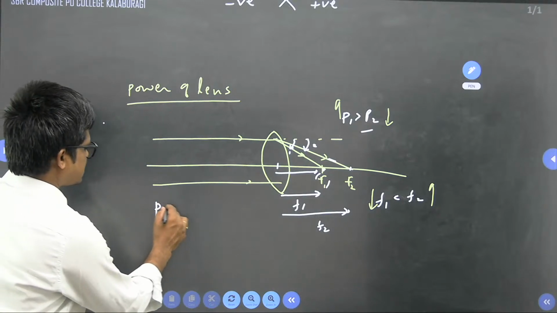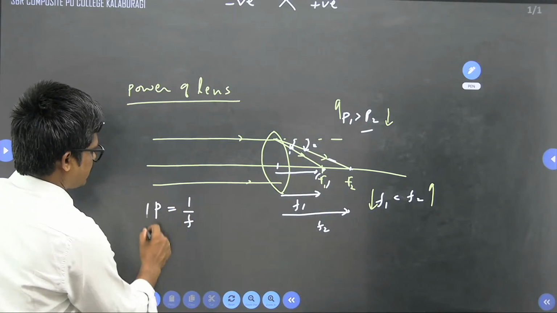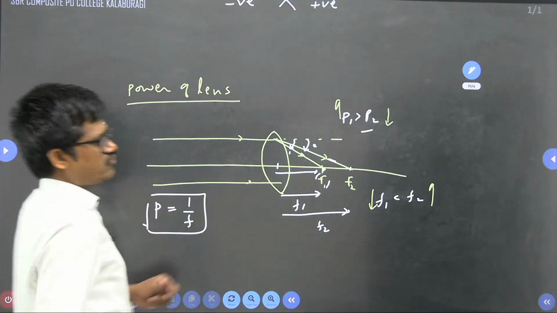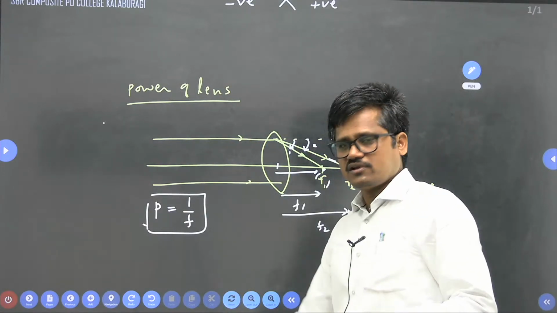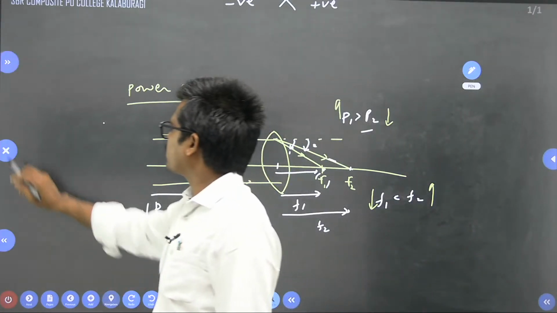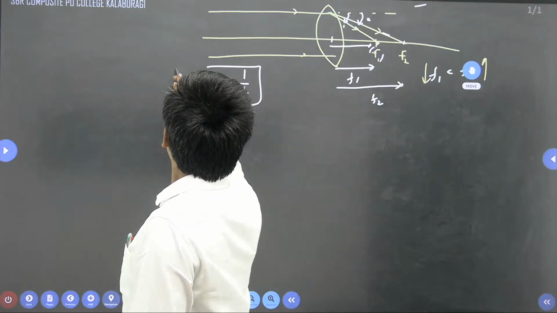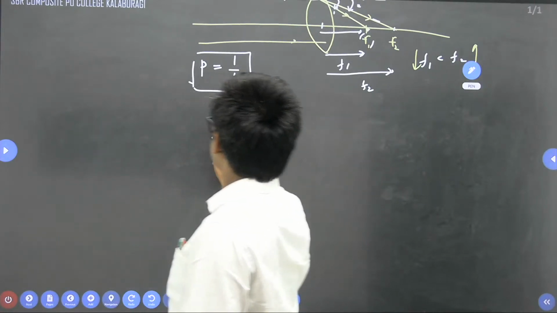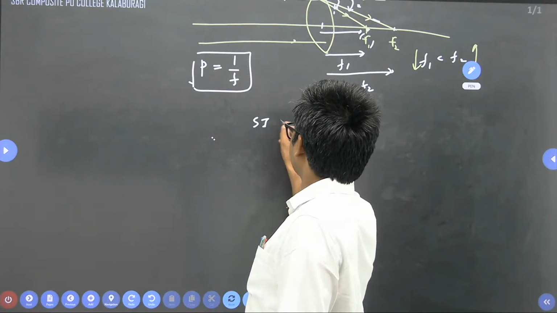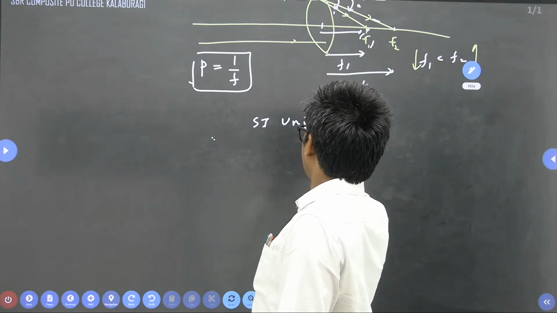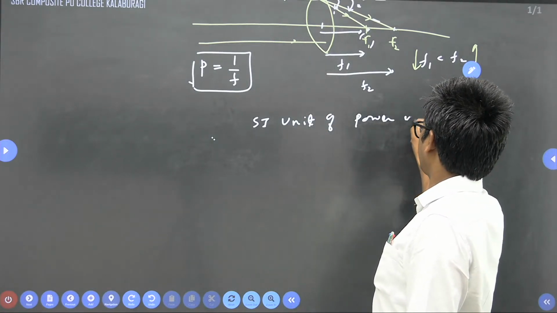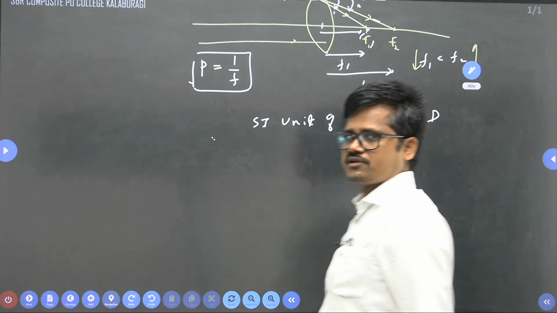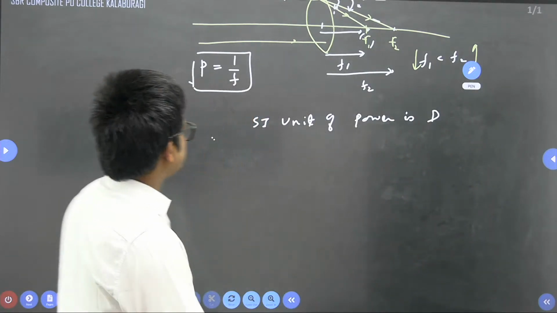So power is inversely proportional to focal length. More the power of a lens, less the focal length of the lens. Got my point? Okay, in the same way, what should be the unit? The SI unit of power is diopter, right? D we represent.